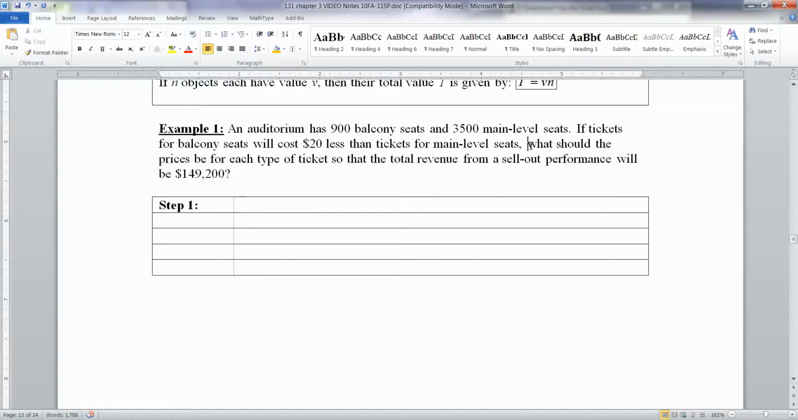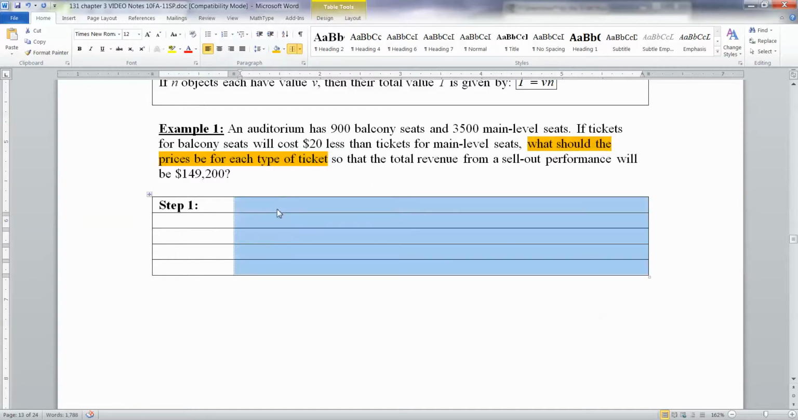There it is right there. What should the prices be for each type of ticket? See that? So there's two tickets, right? There's main level seat tickets and there's balcony seats. So we're going to make two variables.